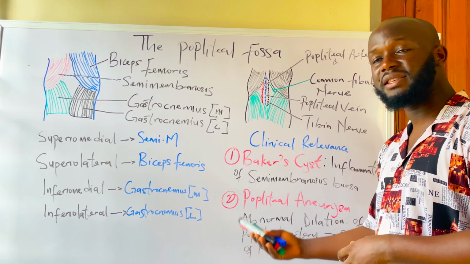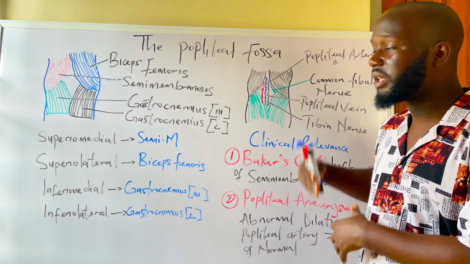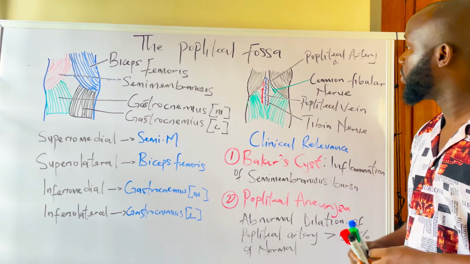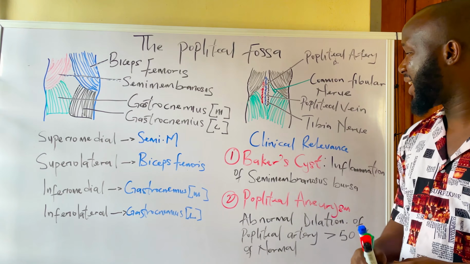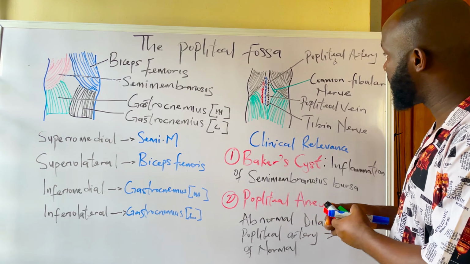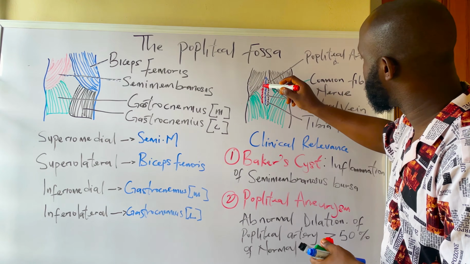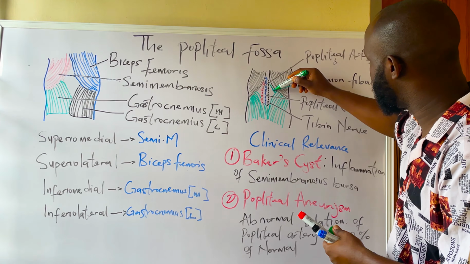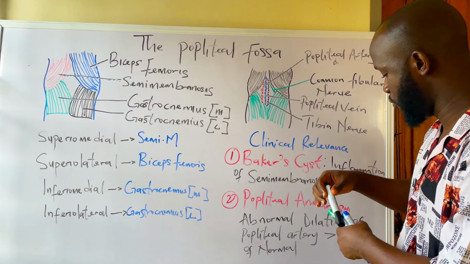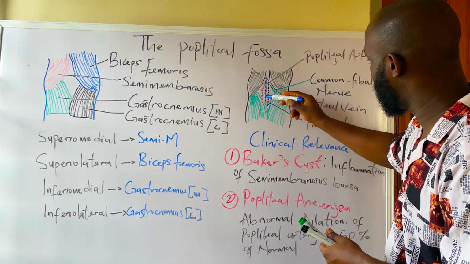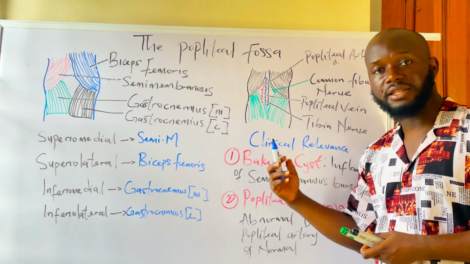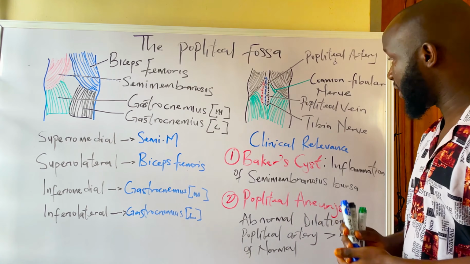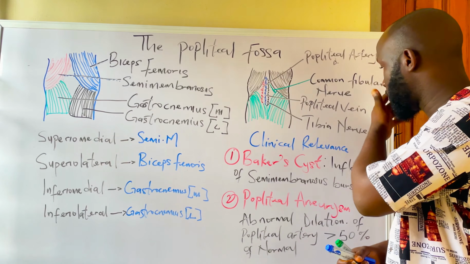Now let's move straight to discuss the contents of the popliteal fossa. Just like we said earlier, it serves as a passageway by which structures pass from the thigh to the leg. So what are the contents of the popliteal fossa? Number one is the popliteal artery. We have the common fibular nerve, the popliteal vein, and the tibial nerve. And here is a diagram illustrating them. The one labeled in red here is the popliteal artery. The one labeled in green here is the common fibular nerve, and the one labeled in blue here is the popliteal vein, while the one in black is the tibial nerve. So once again, the contents of the popliteal fossa are the popliteal artery, the common fibular nerve, the popliteal vein, and the tibial nerve.